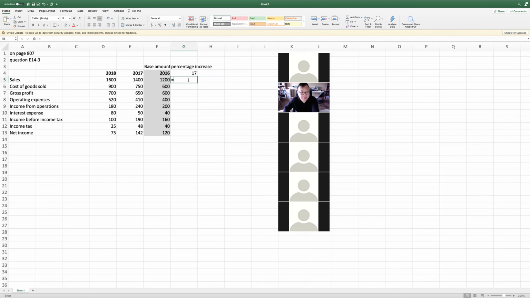So I will use the change. 2017, this is the sales, 1,400, minus the base year amount, 1,200. That's the difference, that's the change, divided by the base, 1,200. Why do I use 1,200? Because this is the year we are using as the base amount. So the increase of sales in 2017 compared to the base year 2016 is 16.67%.